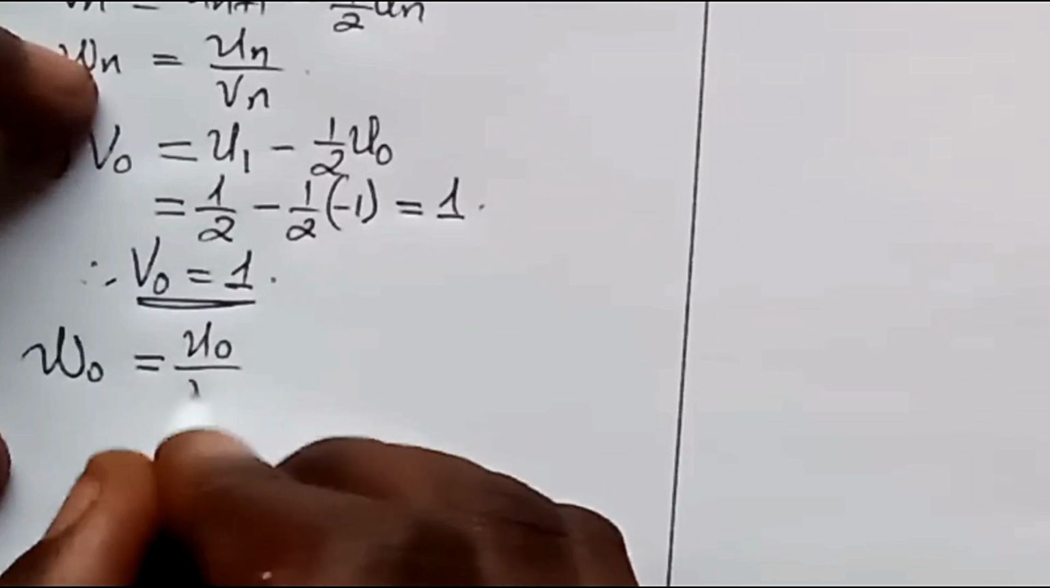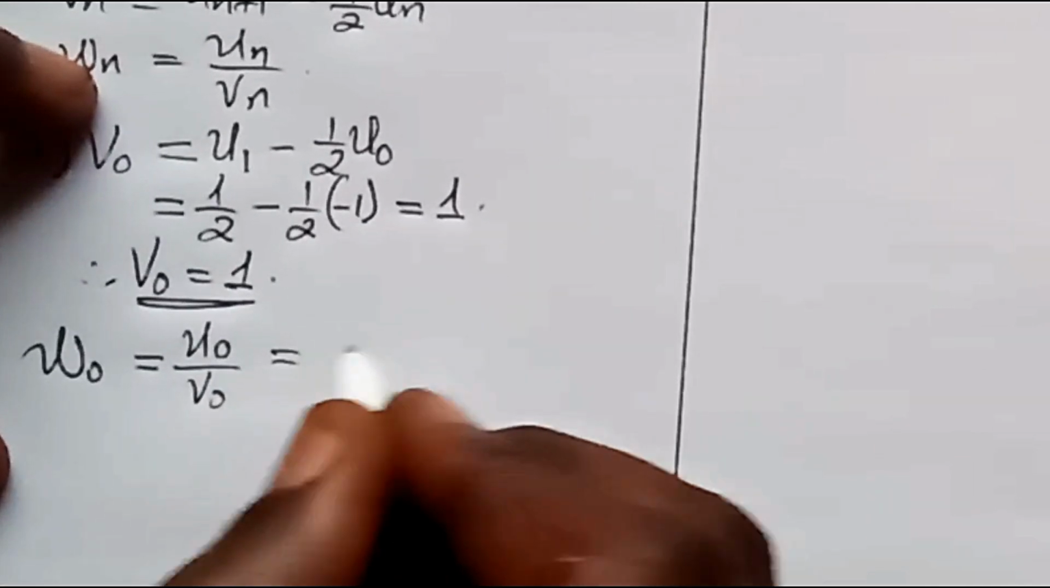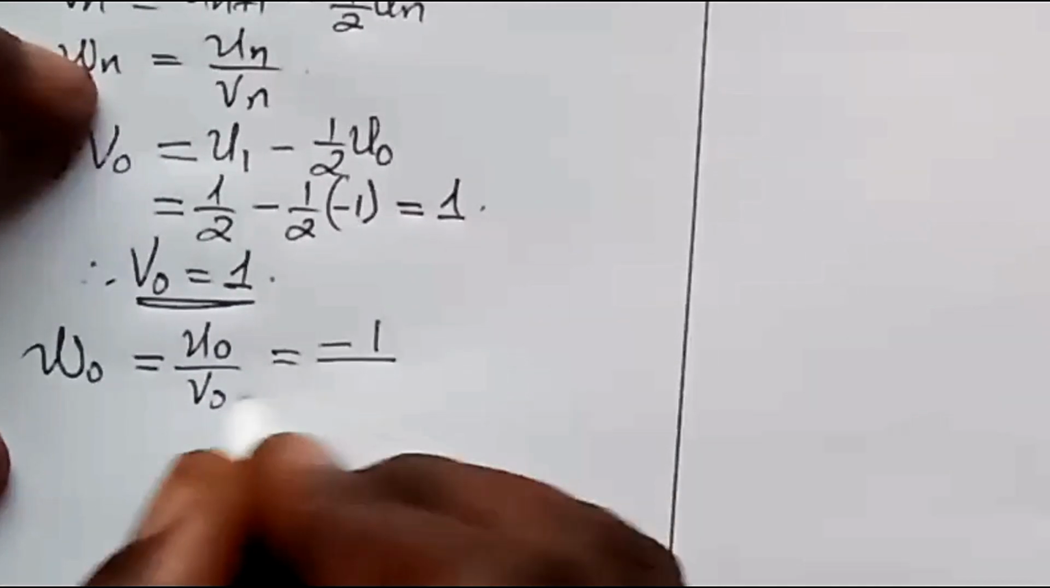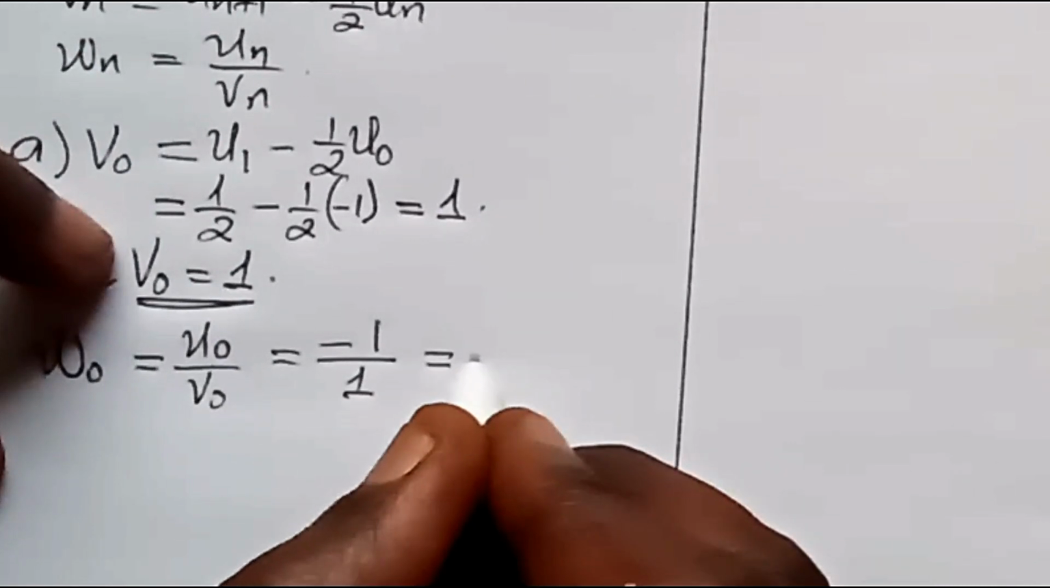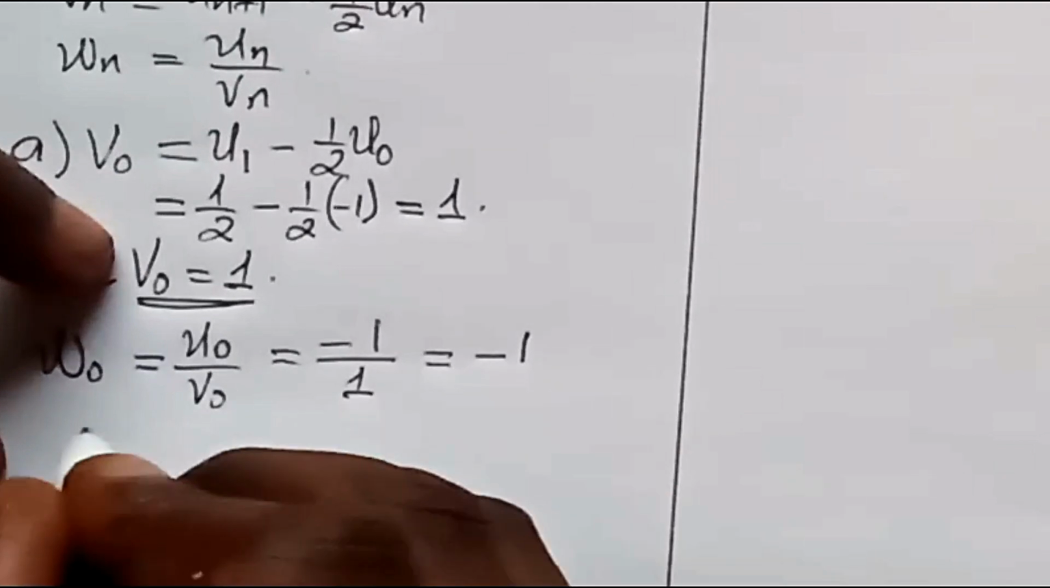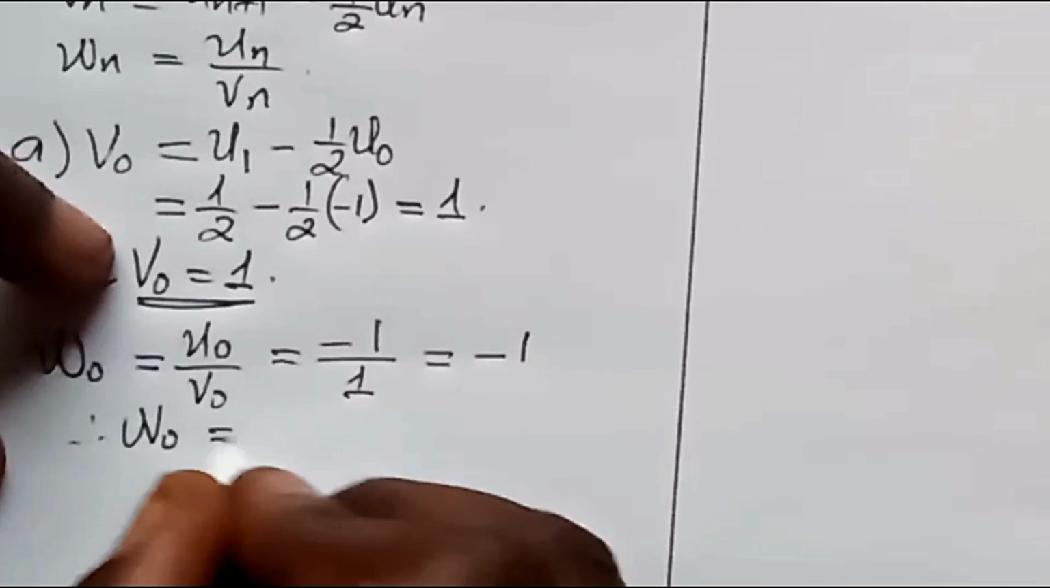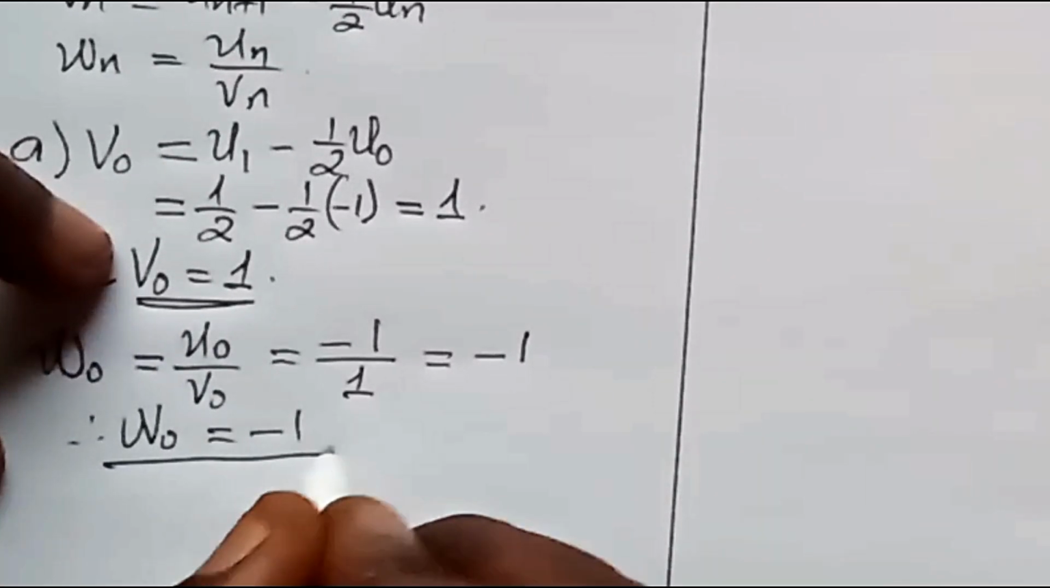For W0, we go to the expression that has Wn and replace every n by 0. We have u0 over V0. u0 is -1 and V0 we just got as 1. And that gives -1. So W0 equals -1.